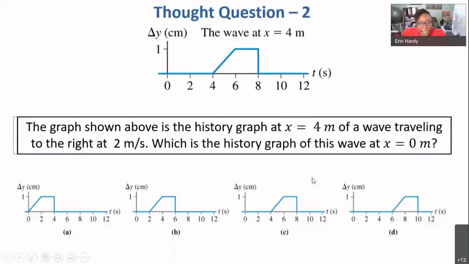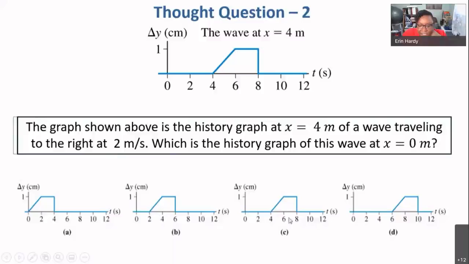Now, since the wave is propagating toward the right, we're trying to make some judgments about what the left side of the string is looking like. We can take this delta x and our 2 meters per second and take that ratio. So 4 meters divided by 2 meters per second is going to give us 2 seconds. So in other words, if we take our original history graph and shift that shape back 2 seconds in time, that will tell us what was going on at x is equal to 0.